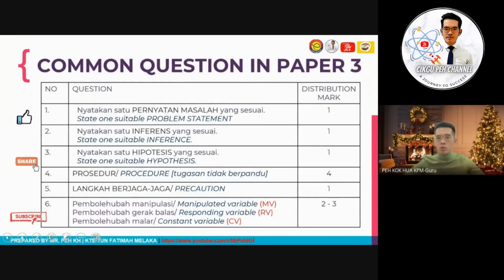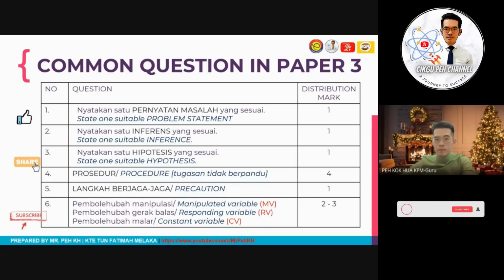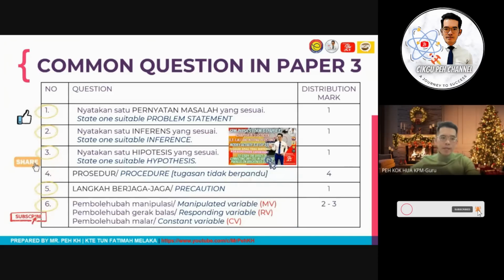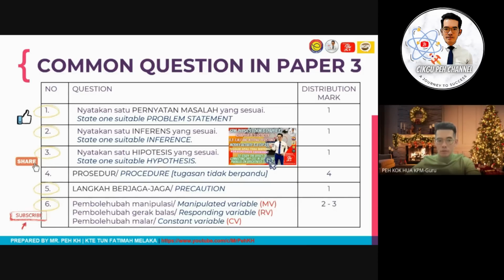Okay, so now let us go to our part 1. As usual, this is a common question in paper 3. The first will be the problem statement, inference, hypothesis, procedure, precaution, and variables, which may be asked in your question. The problem statement, inference, hypothesis, precaution, and variable are questions I'm not going to teach again in this video. You may refer to my previous video, with the link at the corner, for how you answer this type of question in paper 3.